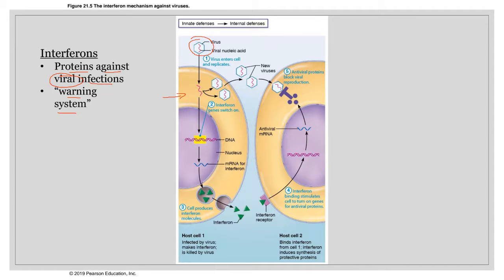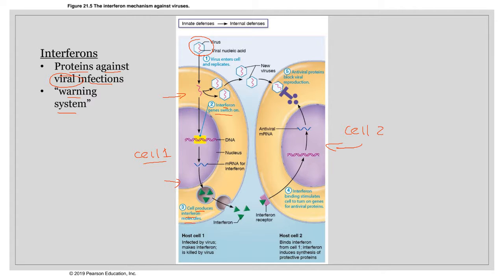I'm going to call this cell one. Cell number one is this one. Cell number two is this one. What's going to happen is this: it's a warning system. Cell number one is going to get infected by a virus. The virus enters the cell and replicates, and interferon genes are going to start turning on. Then it's going to produce interferon molecules.